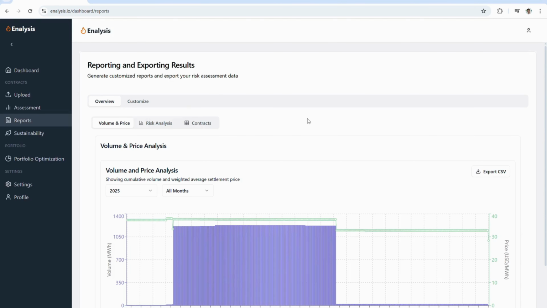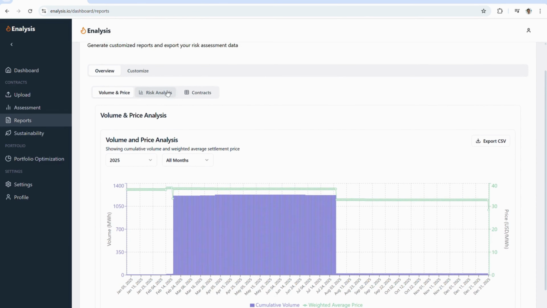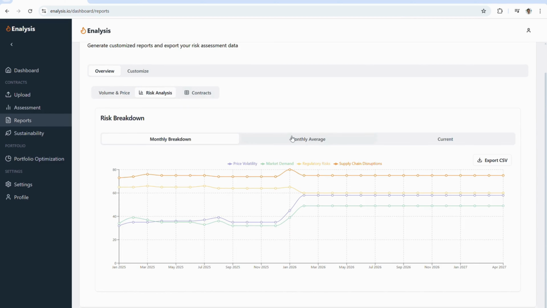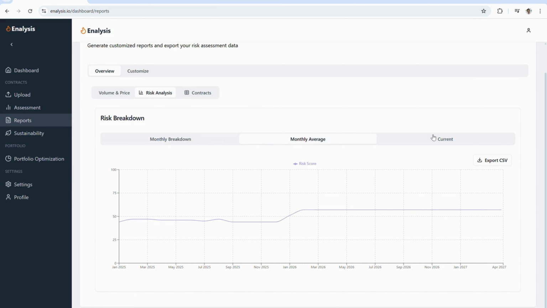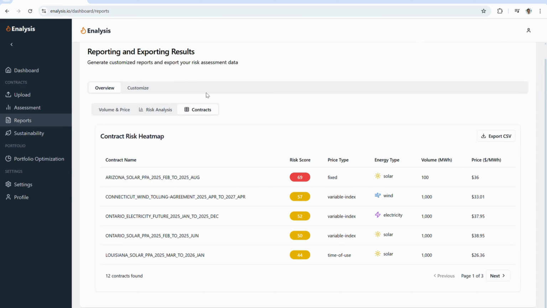4. Customizable visual reports. Generate professional-grade reports that are easy to understand and tailored to your needs. With clear visuals and actionable insights, you'll be able to communicate even the most complex risk profiles to stakeholders effortlessly.